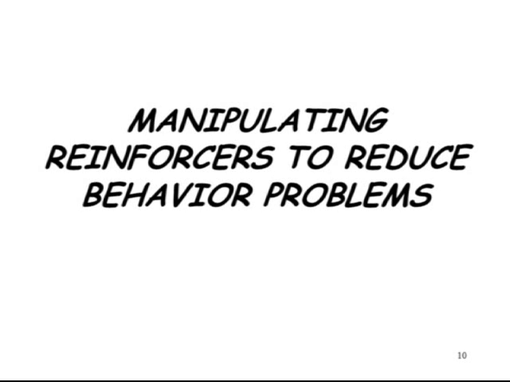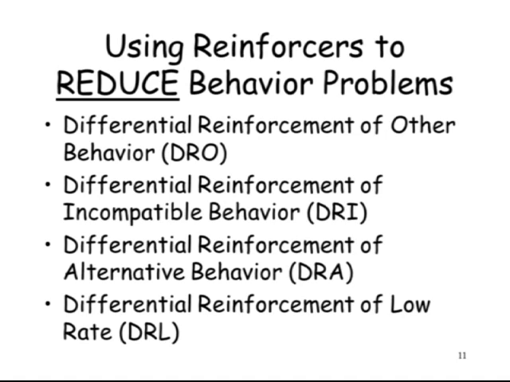In this section, we'll talk about manipulating reinforcers to reduce problem behavior. We'll cover each of these differential reinforcement procedures one at a time. The first one, differential reinforcement of other behavior, is sometimes called differential reinforcement of omission. If it helps you to use the word omission instead of other, I would say use that. But most people are familiar with what DRO is.